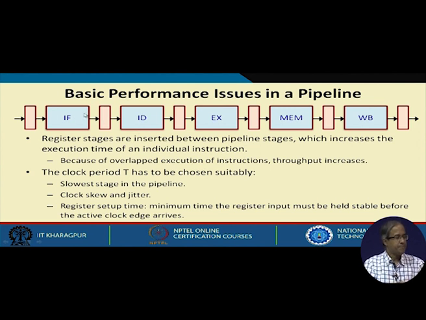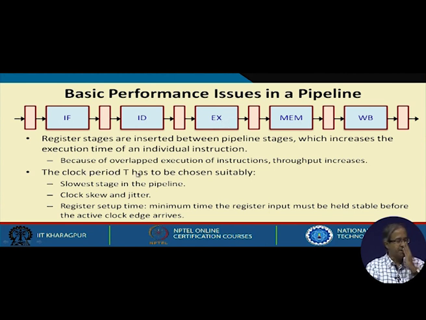So, some basic performance issues can be discussed here. I am showing the MIPS pipeline 5 stages with the latches. So, register stages or latch stages are inserted, as you know. These are required for correct pipeline operation, because if we do not use these latch stages, then the output of one stage may disturb the input of the next stage, so that the computation can become wrong.